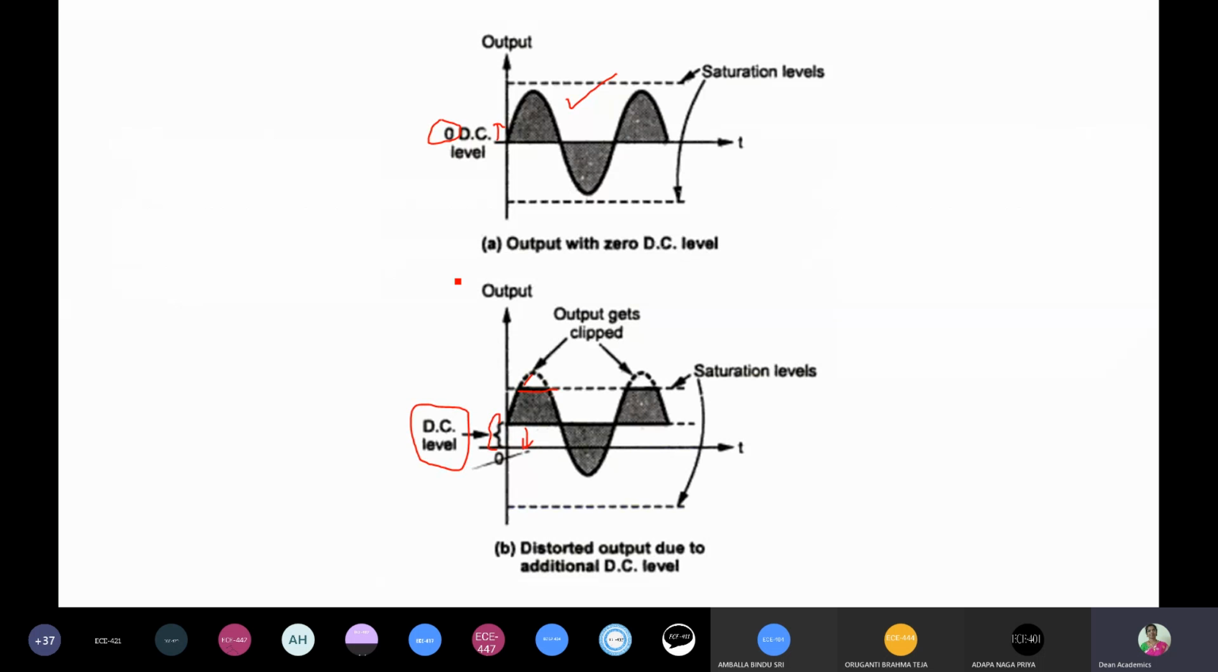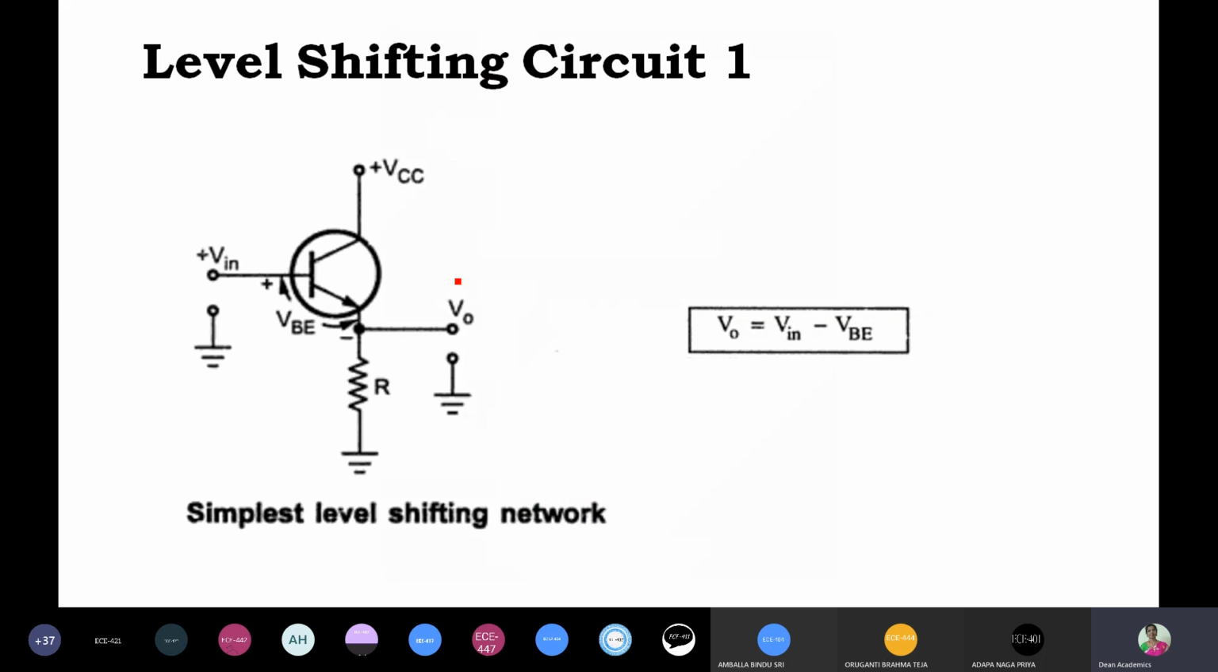I think up to this we have discussed in the previous class, the DC level shifting circuits. One such circuit is circuit 1, the simplest level shifting network, with an emitter follower. As the name shows, the output follows the input. That's why we say emitter follower. This is the common collector amplifier. Common collector means the collector is grounded, and the collector is common to both input and output. Input side is the base terminal, output side is the emitter terminal, right?